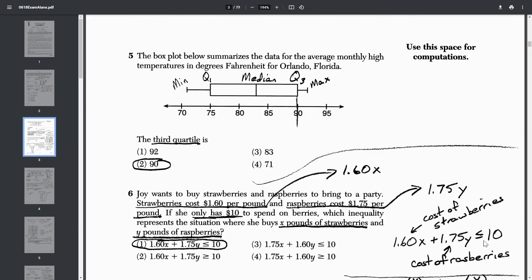Number 5, we have a box plot here. The third quartile is just the right side of the inner rectangle. You can see he labeled all of the sections here. The first part is the minimum, and then the second part is the Q1. The median is the middle of that long middle rectangle. The Q3 is the right side of that middle rectangle, and the max is that outer edge. So Q3 is 90 in question 5. That's choice 2.